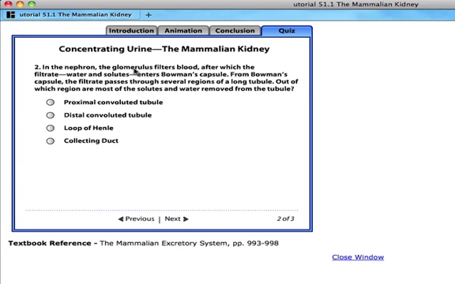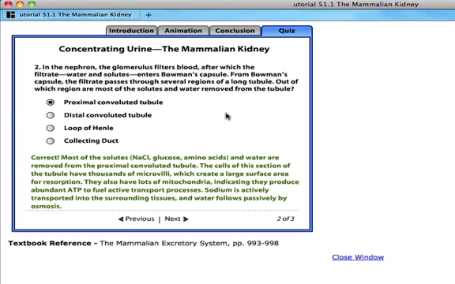In the nephron, the glomerulus filters blood, after which the filtered water and solutes enter the Bowman's capsule. From Bowman's capsule, the filtrate passes through several regions of the long tubule. Out of which region are the most solutes and water removed from the tubule? What do you guys think? The proximal convoluted tubule. Correct.